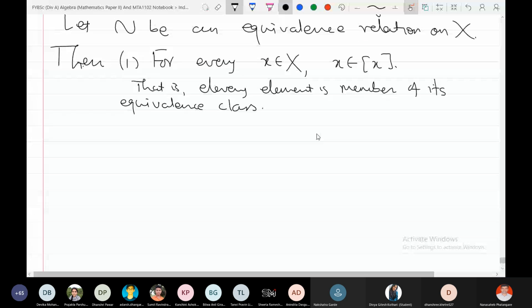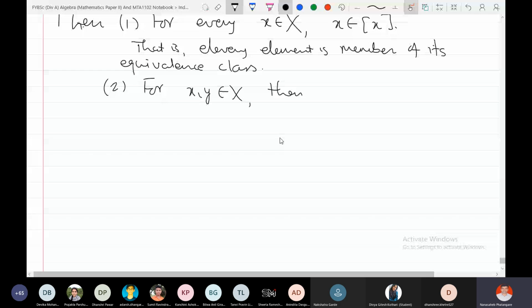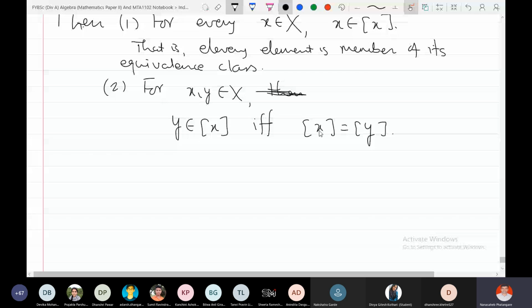Second, if you take any two elements from X, right, then for any x, y in X, what I want to say here is, y is a member of the equivalence class of x if and only if their classes are the same. So if y is a member of some class, then the equivalence class of y is the same as the equivalence class of x, right?